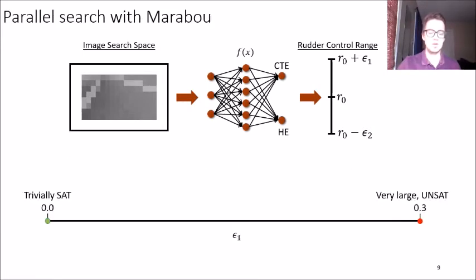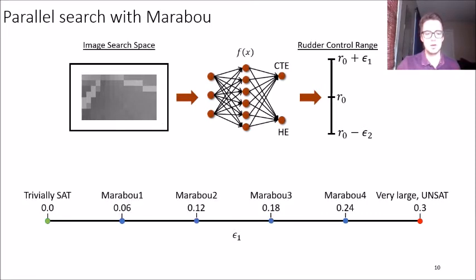And so we can do this search in parallel, knowing that epsilon of 0.0 is trivially sat because that just corresponds to the input image itself. And we can also say that for some large epsilon value, we know it to be unsat, and that's just using expert knowledge. So we run Marabou in parallel by saying, for example, 4 different Marabou queries at different epsilon values, and each one of these is going to return sat or unsat.